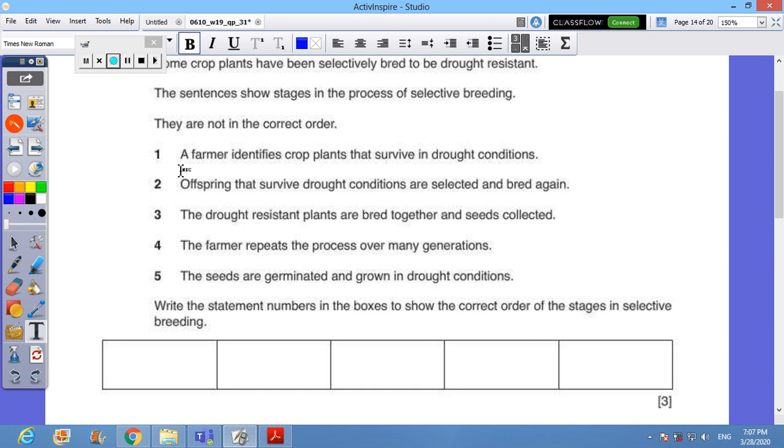A farmer identifies crop plants that survive in drought conditions. Offspring that survive drought conditions are selected and bred again. The drought-resistant plants are bred together and seed collected. The farmer repeats the process over many generations. The seeds are germinated and grown in drought conditions. Write the sentence numbers in the boxes to show the correct order of the stages in selective breeding. I give you 1 minute to think about it. Read it well.